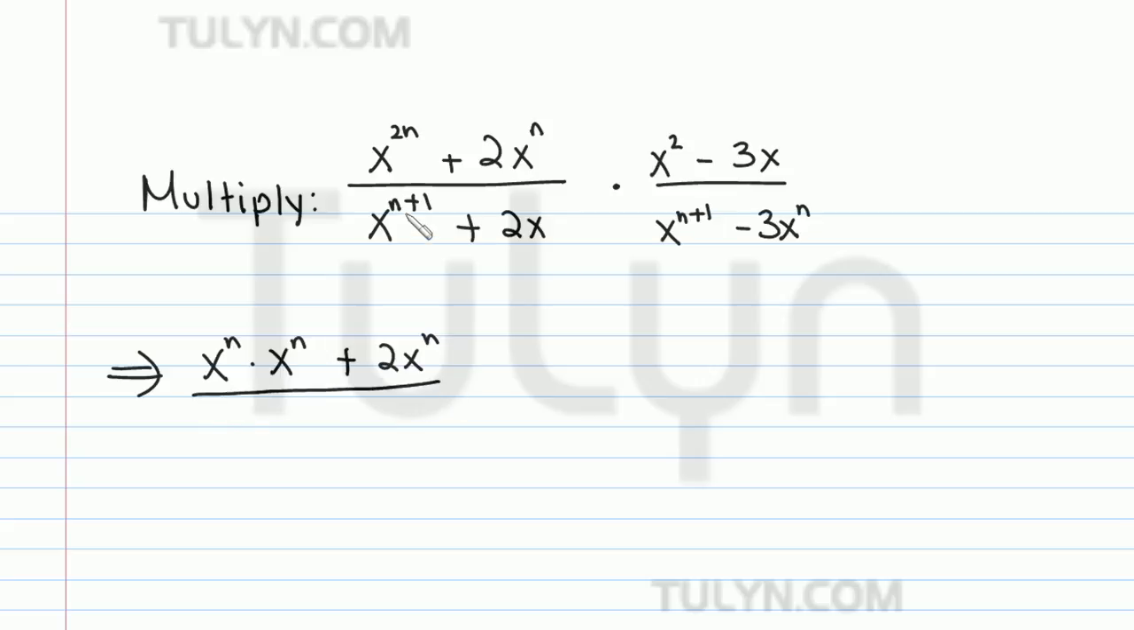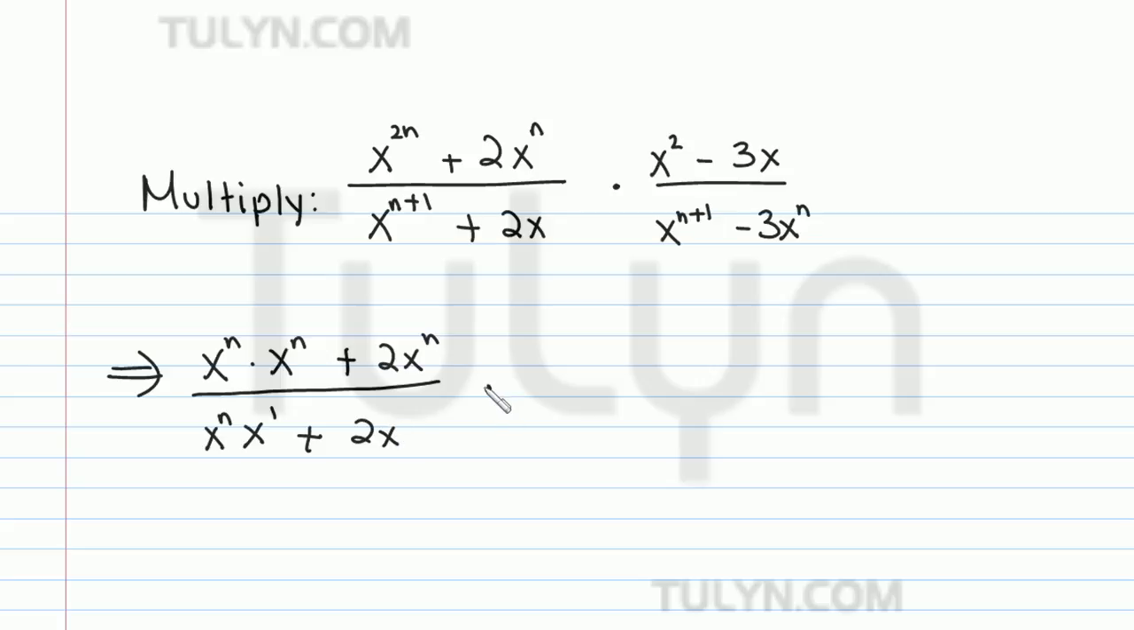And then x^(n+1) is the same thing as x^n times x to the first power, right? Because remember, when we combine them together, we add the exponents. So we get x^n times x^1 is equal to x^(n+1). So I haven't changed anything so far. And then we'll write that 2x there.